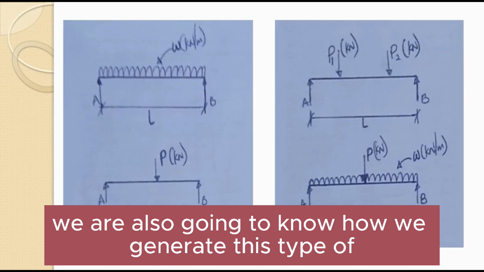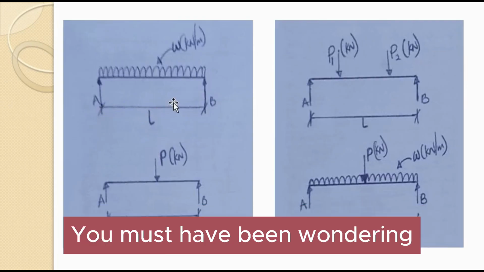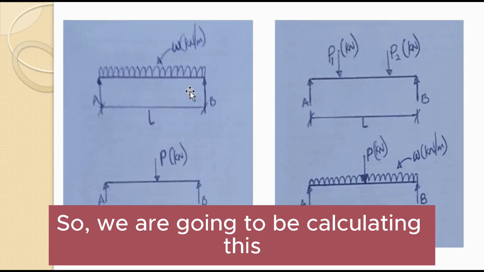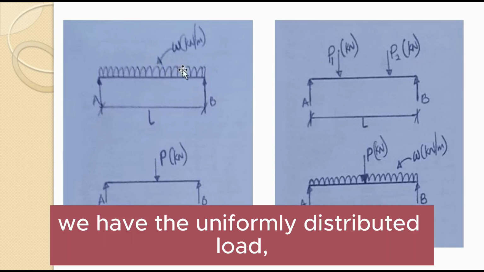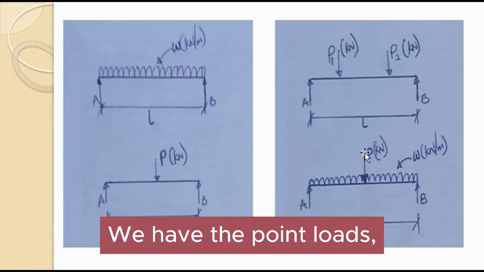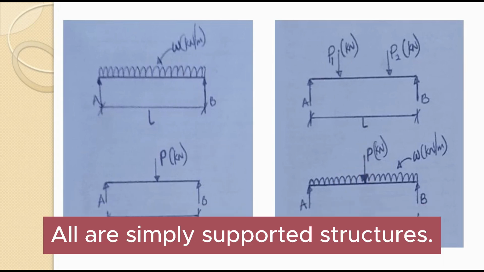So we are also going to know how we generate this type of free body diagram. You must have been wondering, you've been saying these things and you don't know how it's being generated from real life questions. So we are going to be calculating this and then generating this. Here we have the uniform distributed load, we have the point load, we have 2 point load, we have the point load, combination of point load and uniform distributed load, all on simply supported structures.